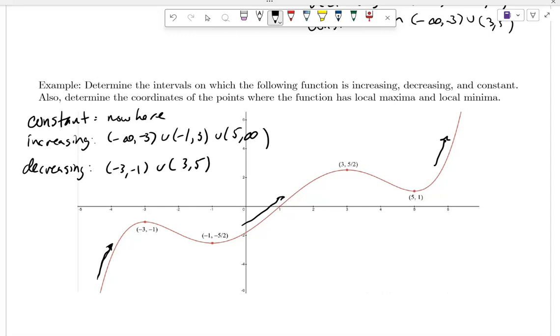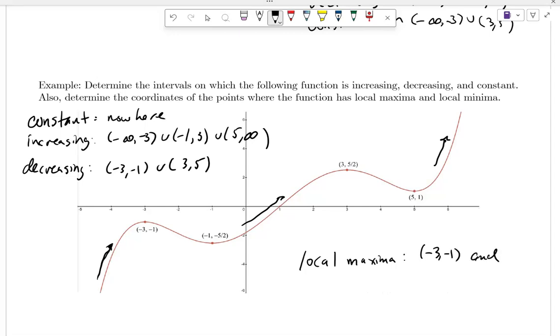So in this case, we're going to write down ordered pairs. Maxima is the plural of maximum, and then the same thing for minimum. Okay? So local maxima, do you see a hill somewhere? Top of (-3, -1). And again, these are ordered pairs, so I do want the x, y. It's asking for the coordinates. Okay?